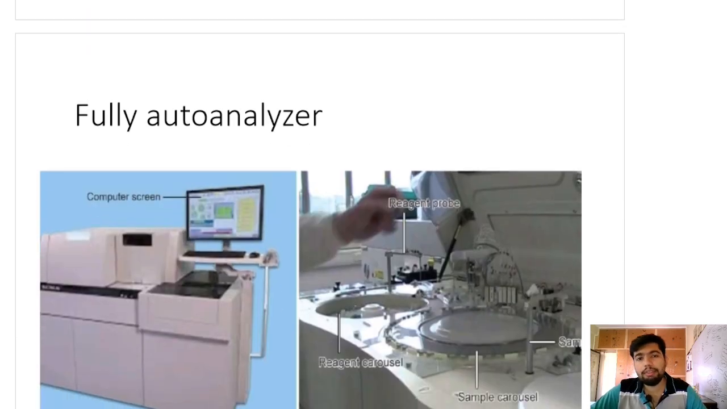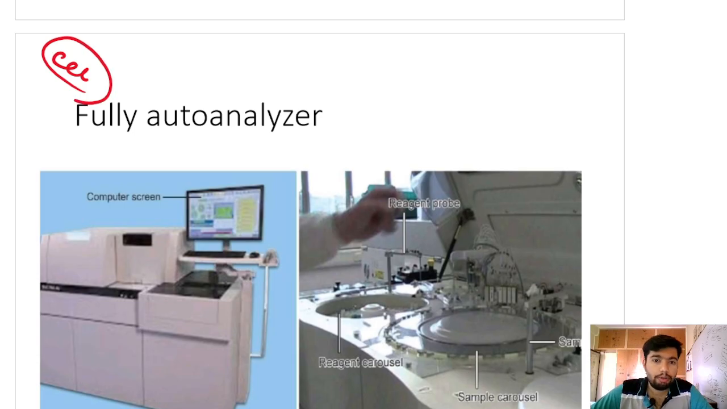In the clinical chemistry lab we have both analyzers. The fully working analyzer is in the CCL lab; you can visit the lab and see this particular analyzer. I will show you a video of how the analyzer works, but we will do that in the next video, not in this video, otherwise the video length will be longer.